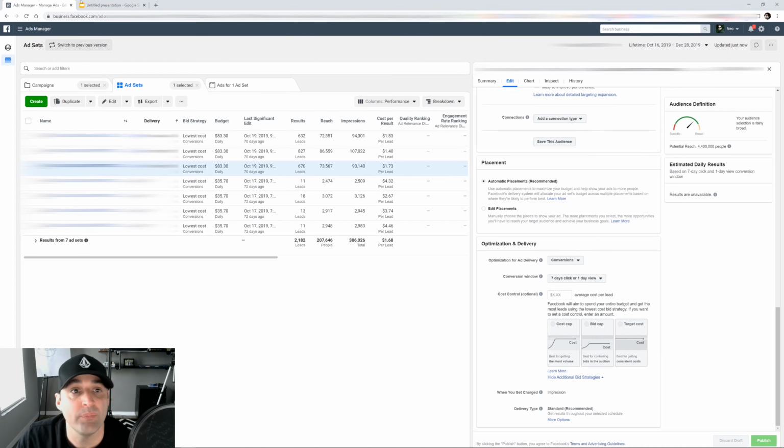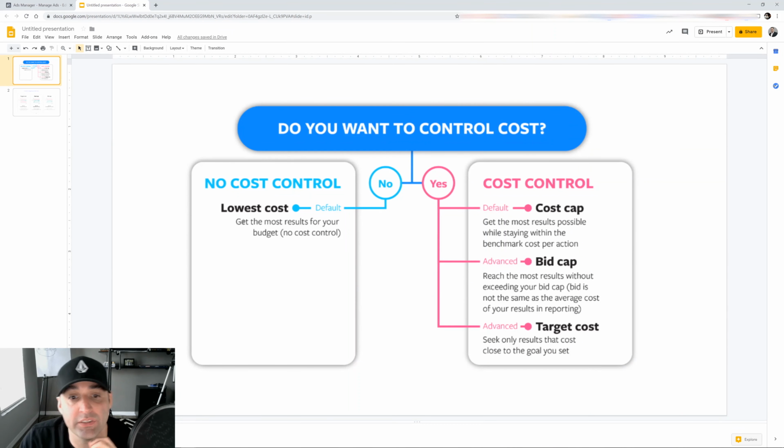Okay, so let me break it down for you. Basically you have lowest cost, cost cap, bid cap, and target cost. Lowest cost is basically you telling Facebook to get you the most conversions for your budget, regardless of what those conversions are going to cost you. The benefit is that you're hands off. You don't have to worry about managing the bidding, and it's going to reach all the lowest cost opportunities while spending your budget. The only thing that sucks is that you have no control over the cost.